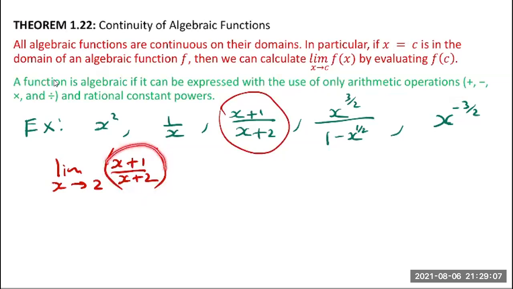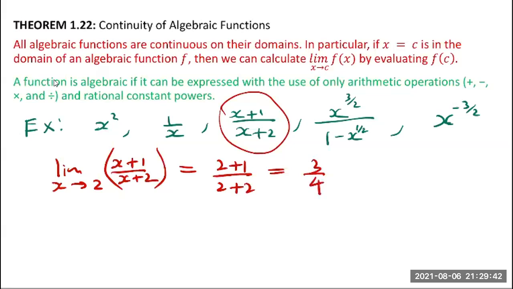Notice that, first of all, this is an algebraic function. From this theorem, we know that all algebraic functions are continuous on their domain. Notice that the value 2 is in the domain of this function, right? So to find the limit as x approaches 2 of this function, all you need to do is plug in the number 2 in the function. 2 plus 1 divided by 2 plus 2 is going to be 3 over 4.